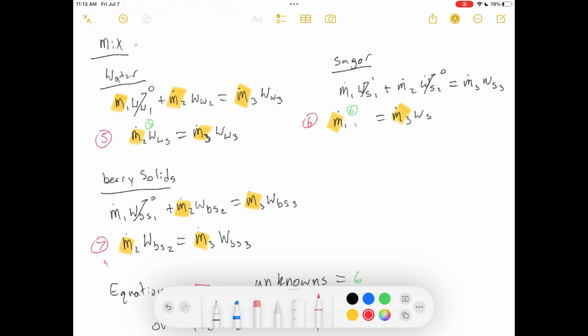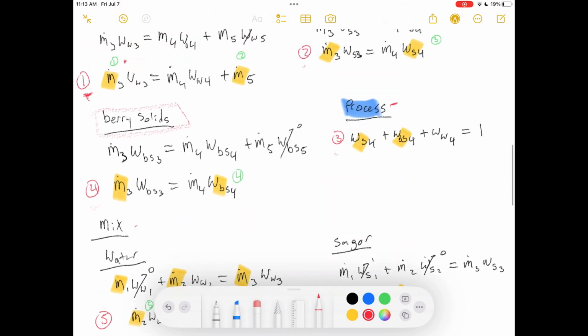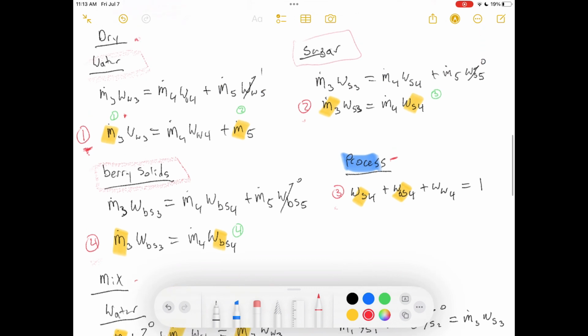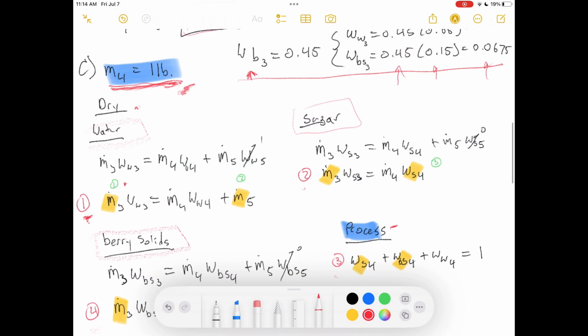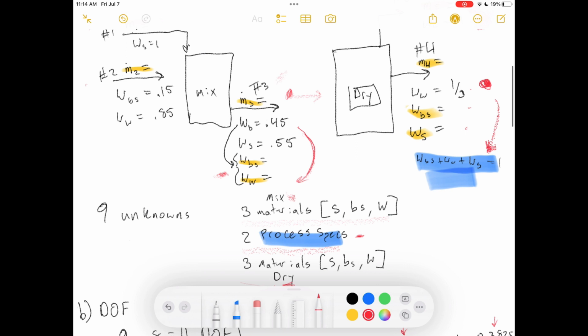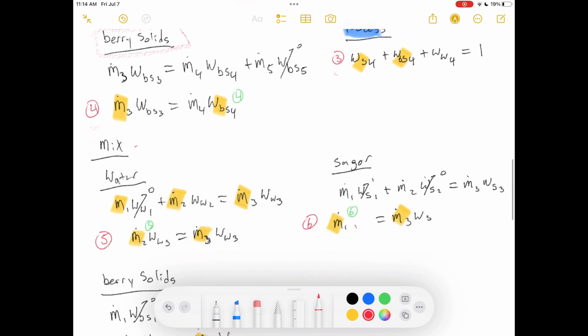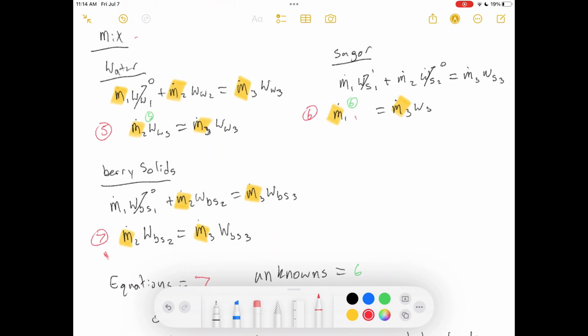So I've over specified this, or I've used too many material balances. You can use the 3 material balances over the full process here and here, but when you do it for the whole thing, because they share stream 3, I've created a redundant equation, one that we don't actually need, because I use stream 3 twice. And so that's why we end up with 7 equations.